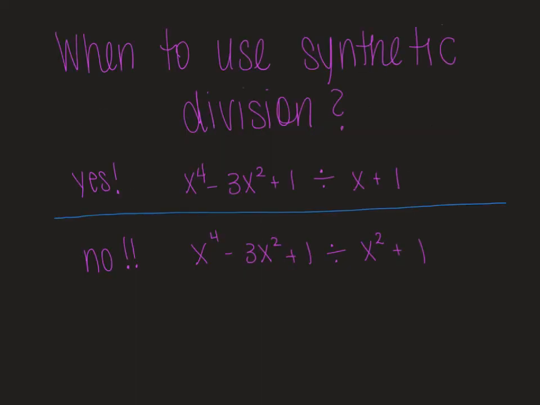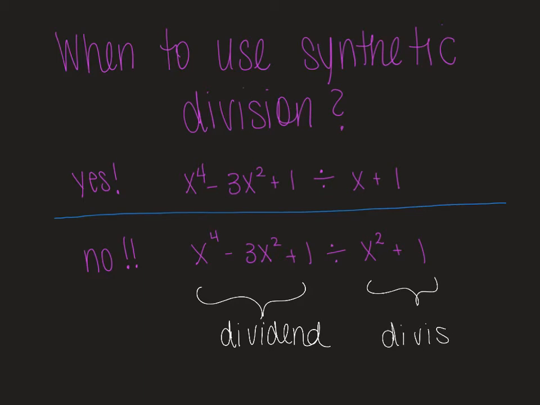Alright, so now we need to figure out when we should use synthetic. So there's two problems here. You can see that they have similar pieces, but they do have differing pieces. When you're looking at a dividing problem, remember your two pieces, you have your dividend. That's what you're dividing, and then you have your divisor. That's what you're dividing by. So you're going to hear me referencing your dividend and your divisor. It's kind of like old news, but I'm still talking about it.